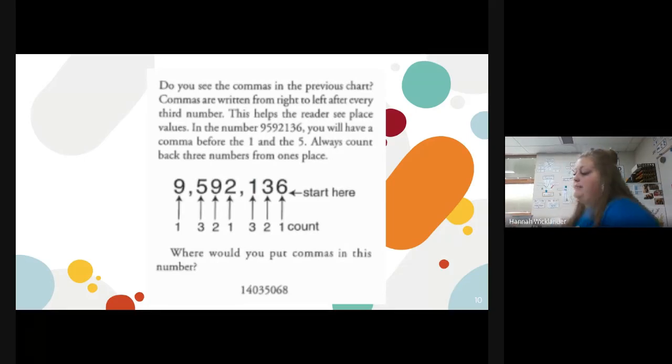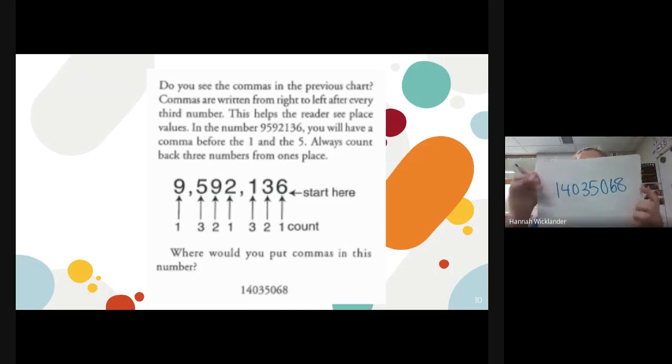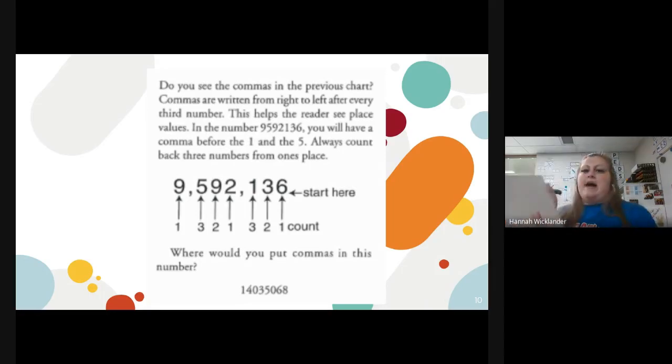Okay, so I'm right here on my whiteboard. I'm going to start at the very last number, which is 8, and I'm going to move 3 spots. So 1, 2, 3. And so my comma is going to go here between the 5 and the 0. That's my first comma. My second comma, I'm going to count for my comma 3 spots. 1, 2, 3. And then put another comma.